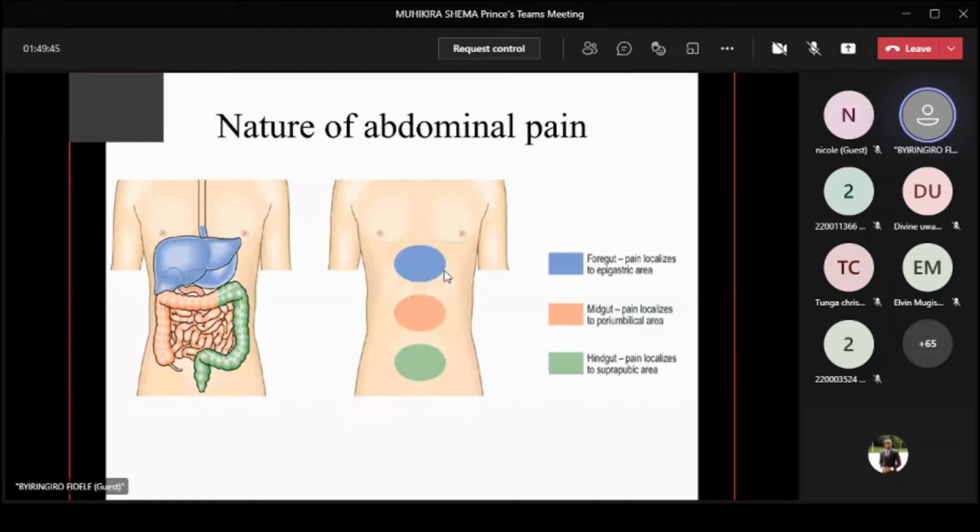Which part of the duodenum? D1, D2, or D3? Up to D3, correct. And what is the midgut? You start from this, it becomes the ascending colon, up to the transverse colon. Okay, two-thirds proximal to the transverse colon.